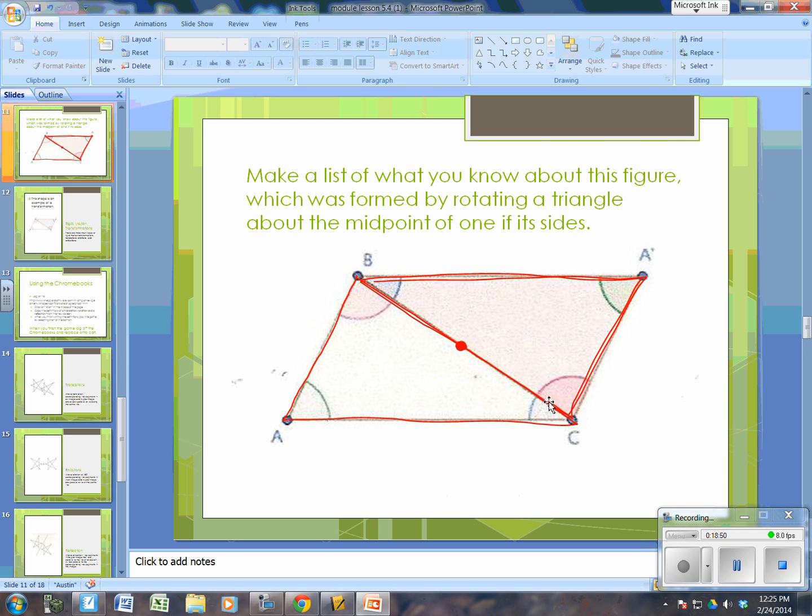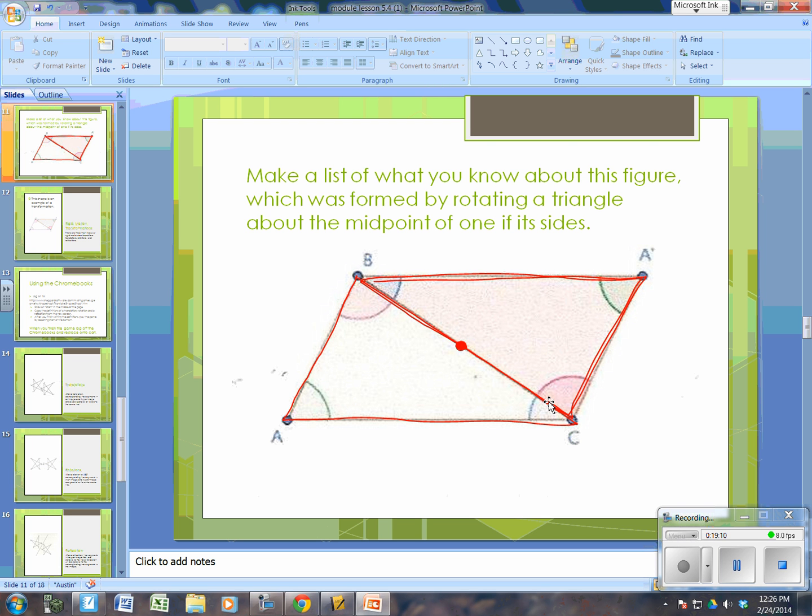So it says, make a list of what you know about this figure, which was formed by rotating a triangle about the midpoint of one of its sides. So one of the things you know is that it formed a parallelogram. What's something else? What else do you know about this? And do you know anything that's congruent? Say that again.